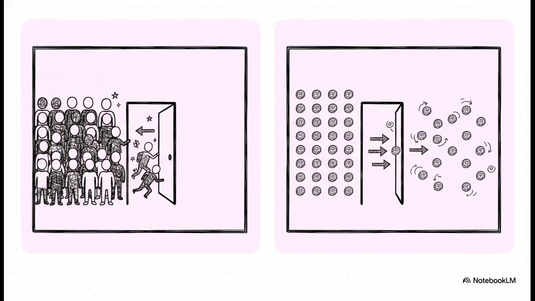But here's a massive detail a lot of people miss. Even when they're perfectly balanced, they don't just freeze. No way. They keep moving, bouncing off each other. It's just that there's no longer a net movement in one specific direction.